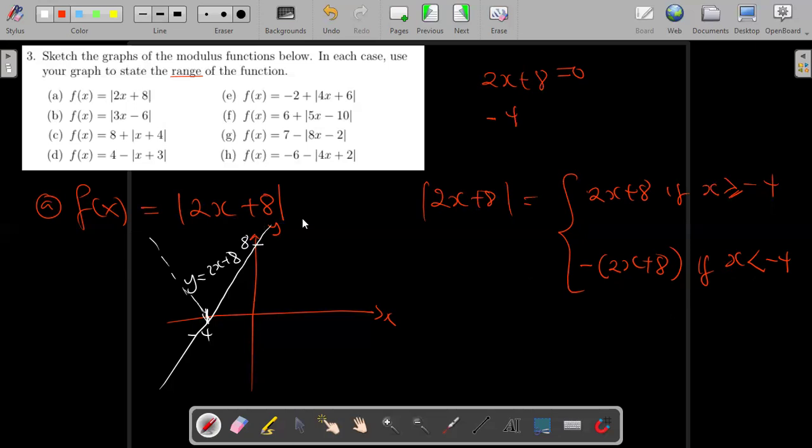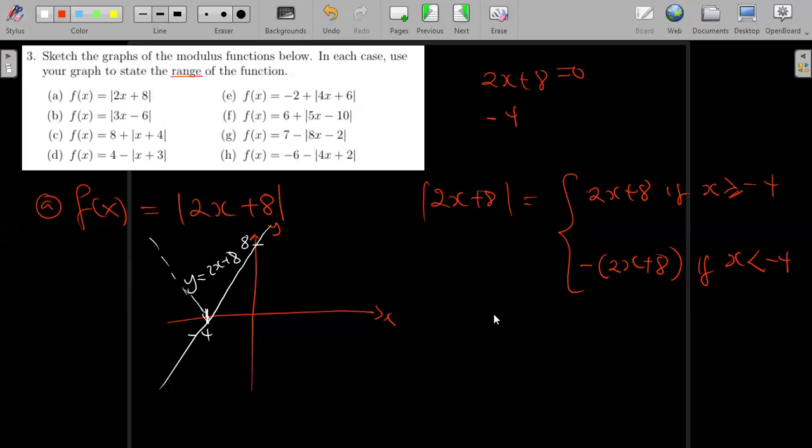Now, what does that mean? The same way we sketched this one, it's the exact same way. I'll sketch it here on the lower part, where there is a common point which we have, which is negative 4.